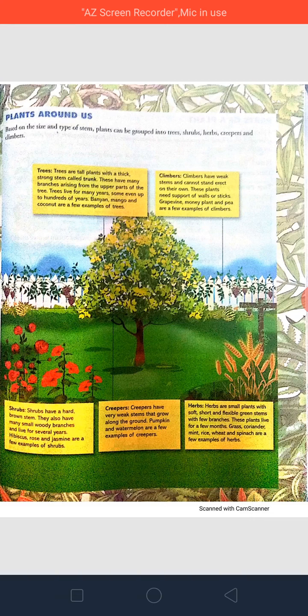Okay, then in the next video we will study about the kinds of plants on the basis of size and type of stem. On the basis of size and type of stem, plants can be grouped into trees, shrubs, herbs, creepers, and climbers. And tomorrow we will study in detail about trees, climbers, shrubs, creepers, and herbs.